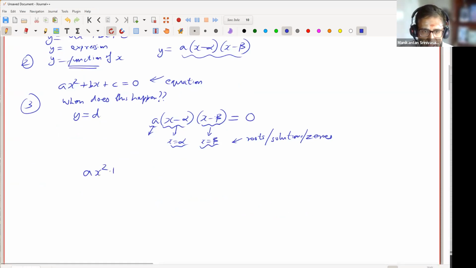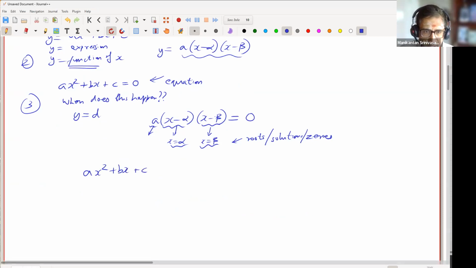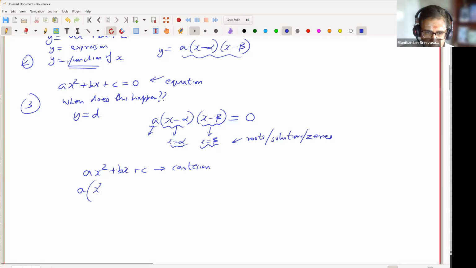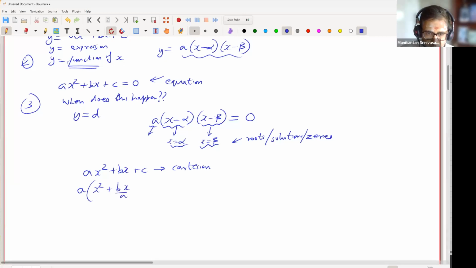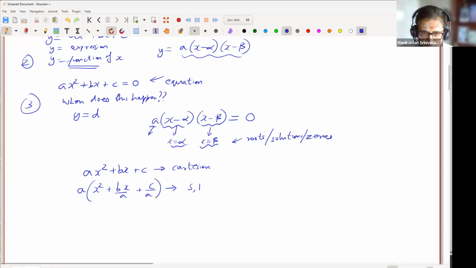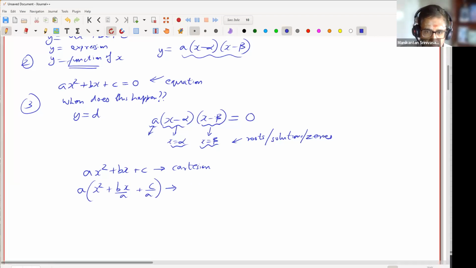Now you can write the quadratic in multiple ways. If I have ax square plus bx plus c, that's the Cartesian way, or the normal form. I can take a outside, and when I write it like this, it is in a form of sum of roots and product of roots. I'll come to that in just a second. So, sum and product form. Why do I say it's sum and product form?